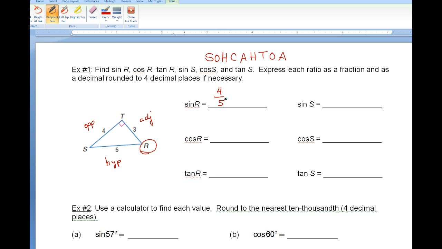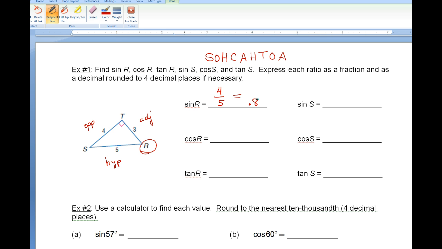So in this case, we're going to express each ratio as a fraction, so we've done that. And then as a decimal rounded to 4 places. So if you have your calculators, this actually, we don't have to round to 4 decimal places. It just is exact. 4 divided by 5. So we can't leave it as a fraction. I want you to write it both ways.